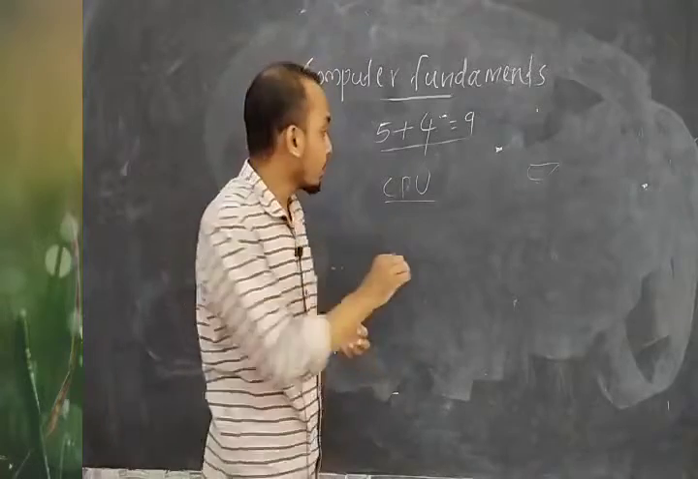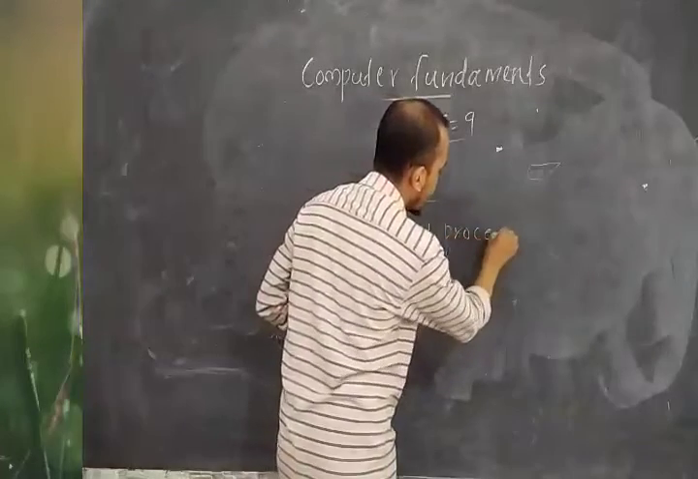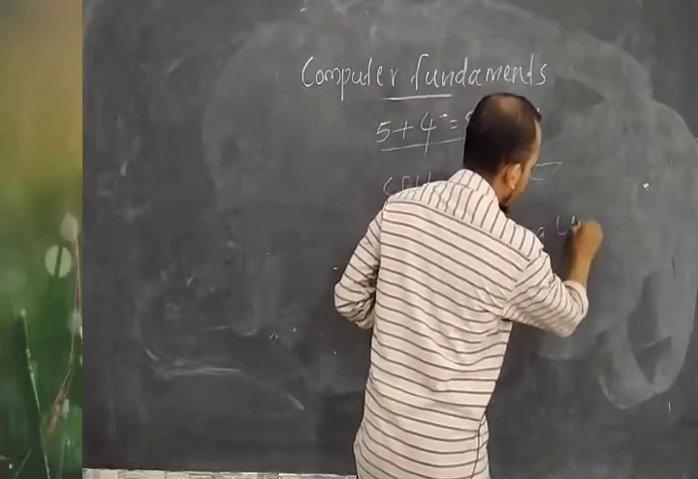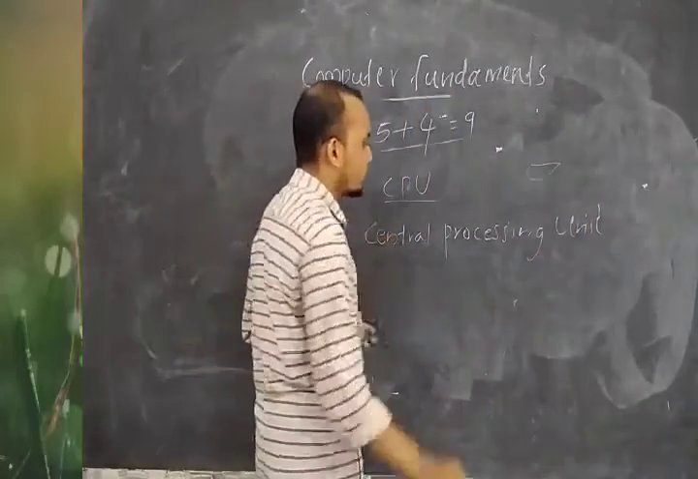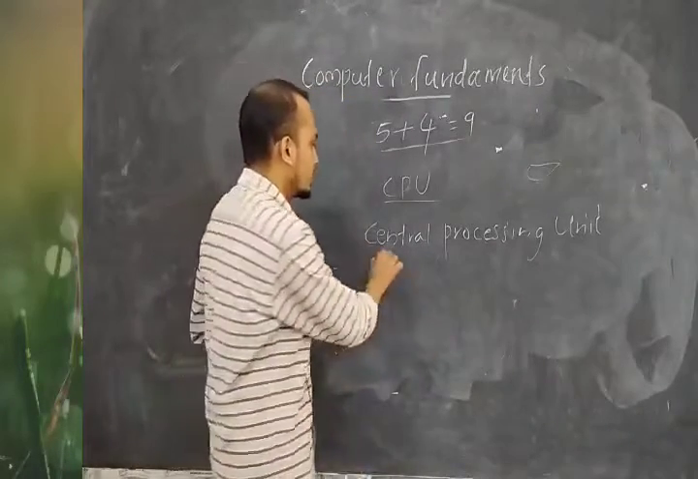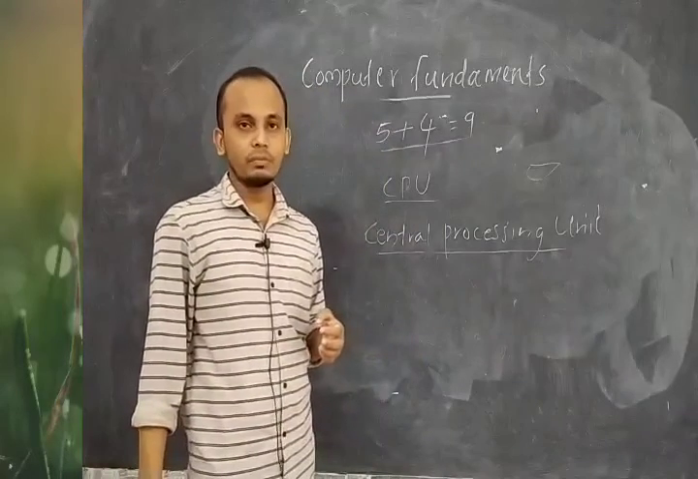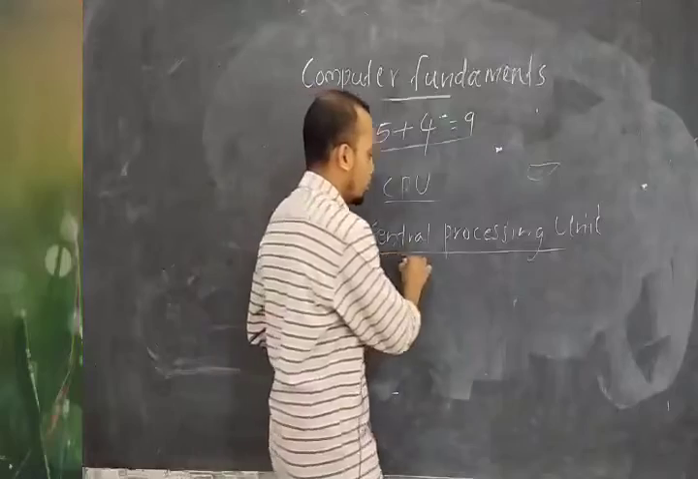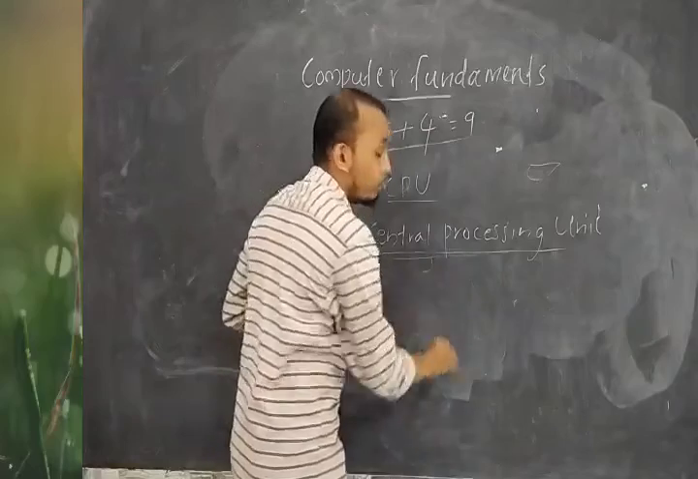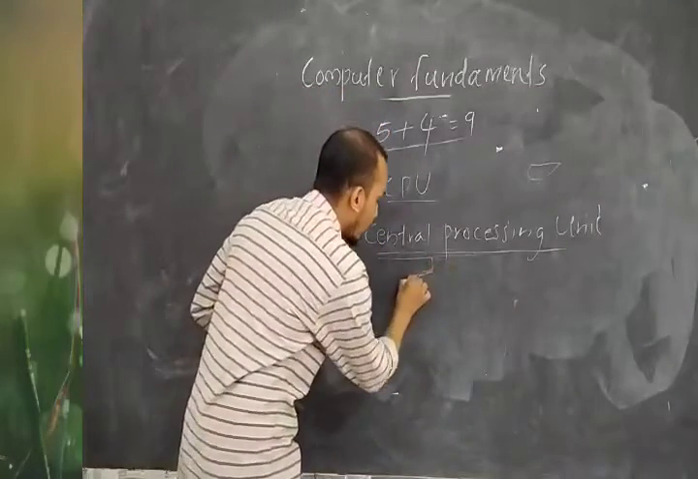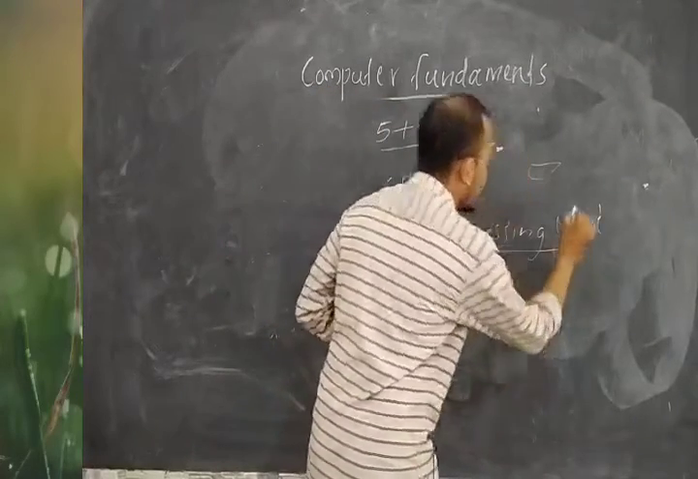What is its full form? Central Processing Unit. Full form of CPU is Central Processing Unit. This is the brain of computer. Okay. Brain of computer is CPU. Then this CPU is again divided. That means CPU has two parts. First part is ALU, then second part is CU.